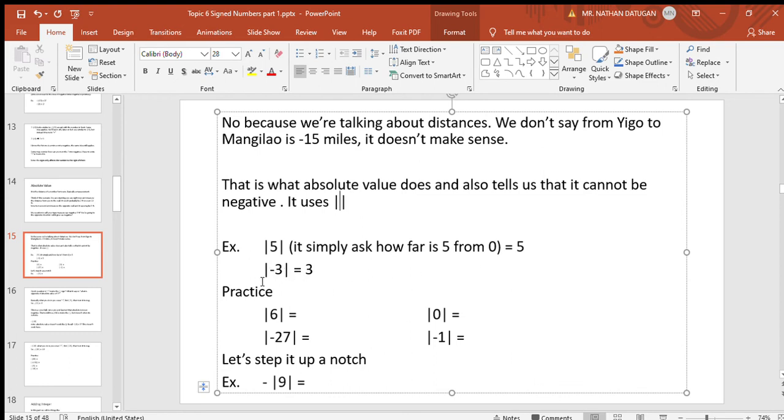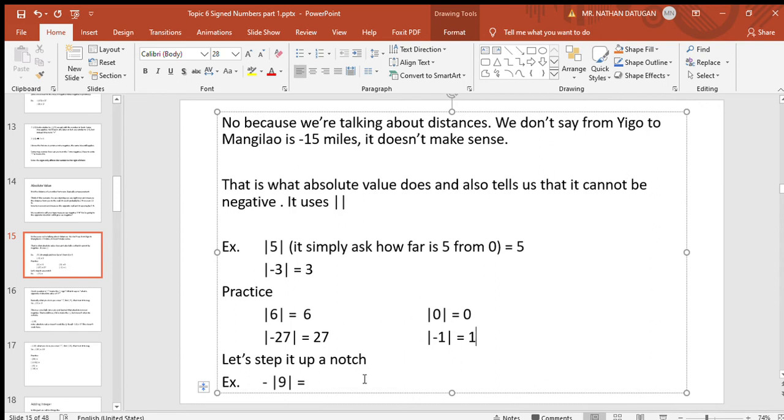Now let's have this. What is the absolute value of -3? What is the distance from -3 to 0? 3. Again, let's have some practice. Absolute value of 6 is not 5, 6. Absolute value of -27 is 27. Absolute value of 0 is 0. Absolute value of -1, again, not -1.